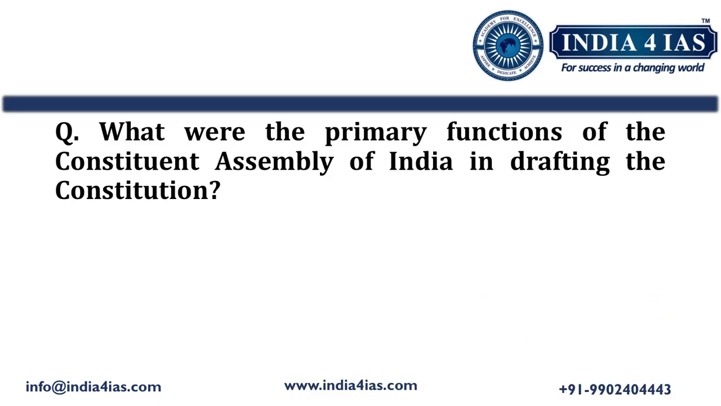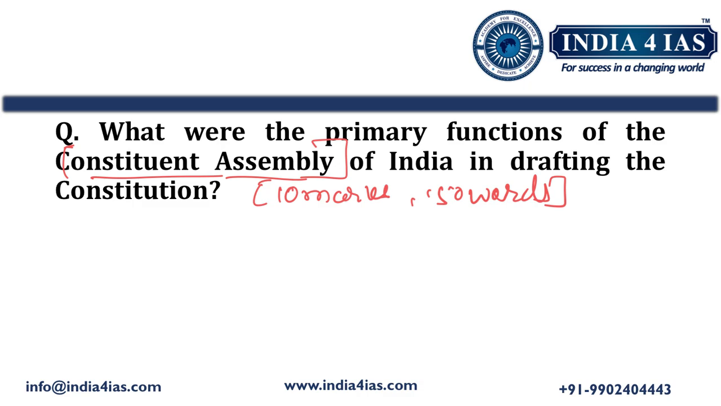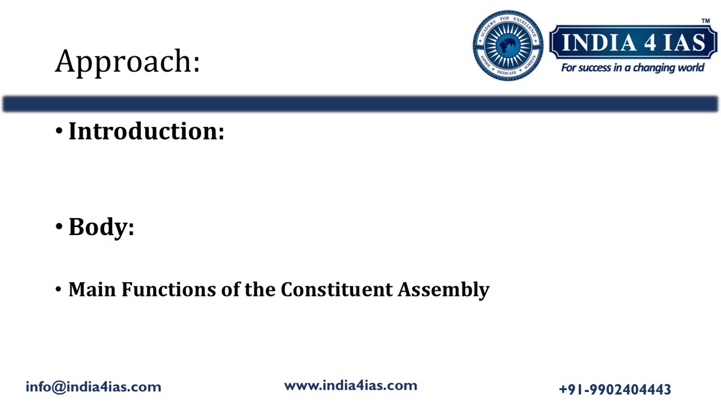The day 3 question is: what were the primary functions of the Constituent Assembly of India in drafting the Constitution? This question is for 10 marks and the word limit is 150 words. The question asks about the making of the Indian Constitution, specifically the primary functions of the Constituent Assembly in drafting the Constitution. The approach to the answer is as follows.